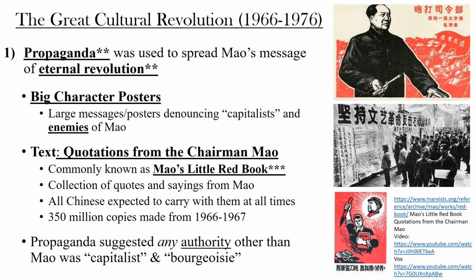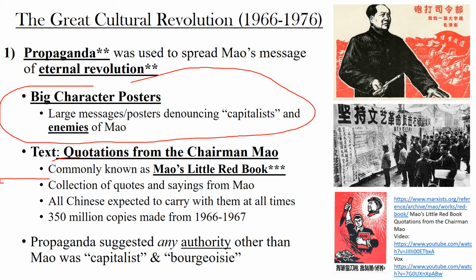One, propaganda. It is used massively to spread Mao's message of eternal revolution. One of the ways they did this is through the use of big character posters. These are massive, like essays, if you will, written in huge letters so they can be easily read. And Mao encouraged these to denounce capitalists, so anyone who had any wealth at all, just like we saw in Stalin when they did the purges. If you have 2 bags of grain and I have 1, then you're a capitalist. And also to denounce the enemies of Mao. So anyone Mao criticized then gets criticized across China in these huge art posters.